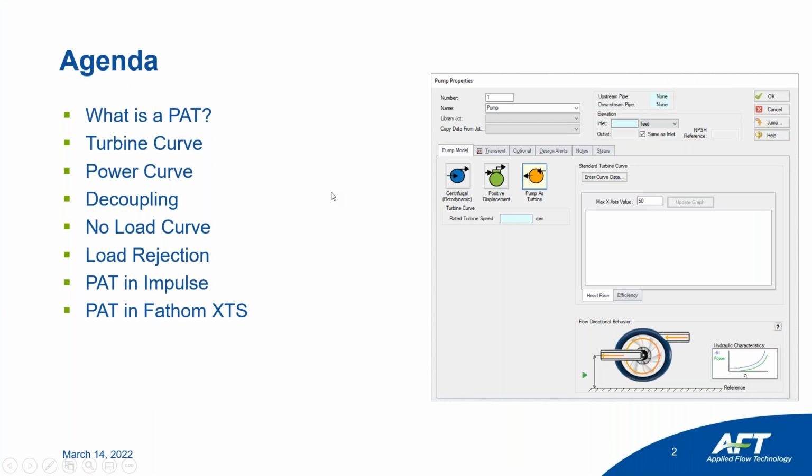We'll discuss the PAT, what it is, what its turbine curve is, its power curve, what it means for it to decouple, and its corresponding no-load curve. We will talk about load rejection and using the PAT in Impulse and Fathom XTS.